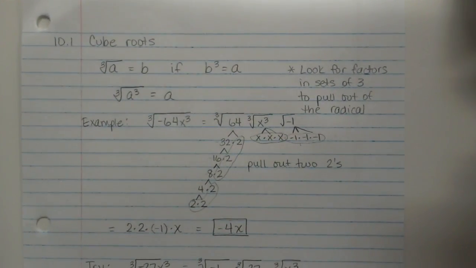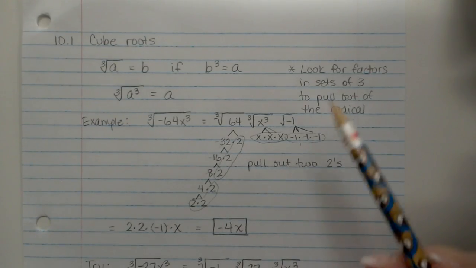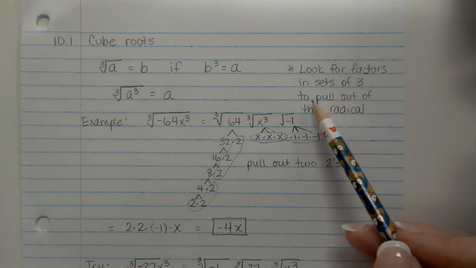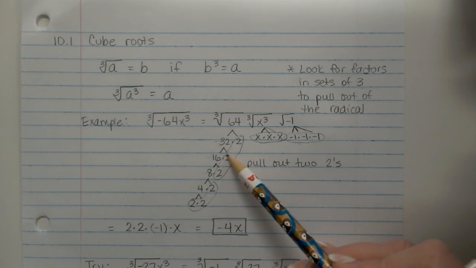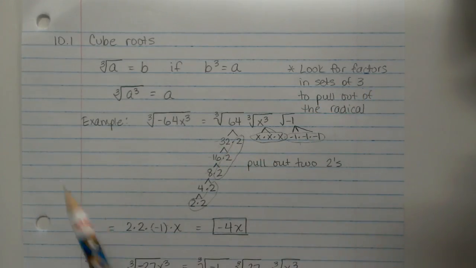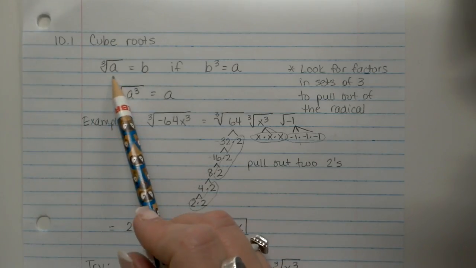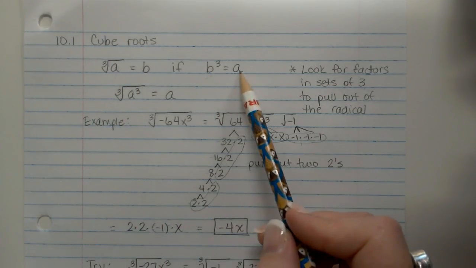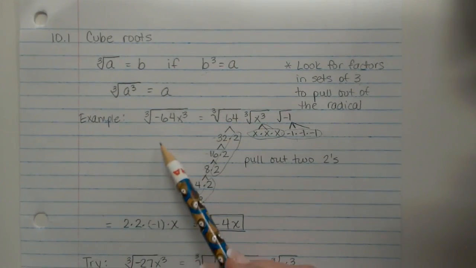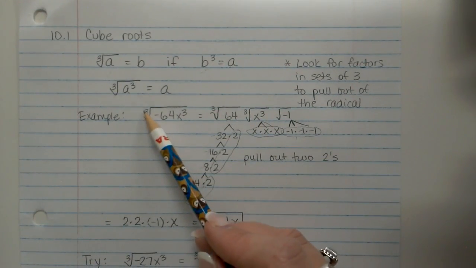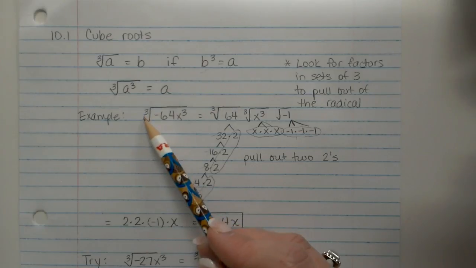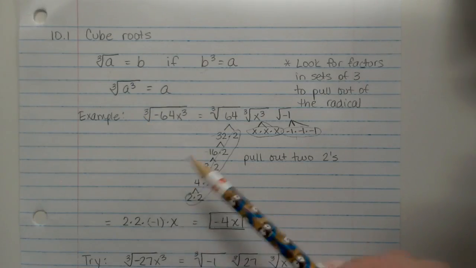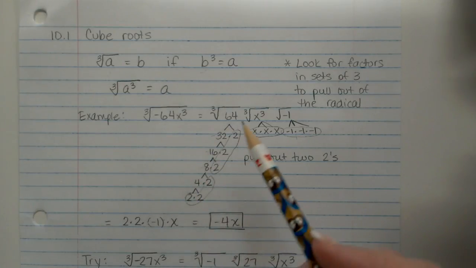Cube root is kind of like a square root, except that instead of looking for sets of 2, you're actually looking for sets of 3. When you find your set of 3, you only pull one of them out. So the cube root of a number is equal to that number only if that number cubed gets back to your original number. So here's an example, the cube root, and in the cube root you would have to write 3. You can't just assume it. It would be a square root if you don't put anything. So you're looking for something that factors out.